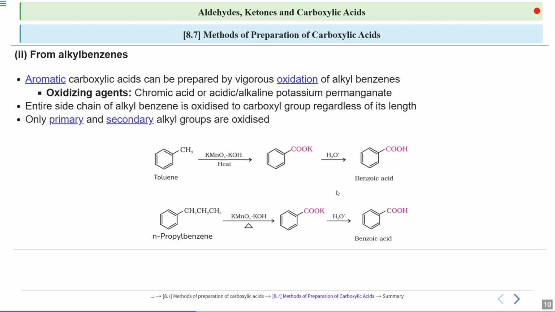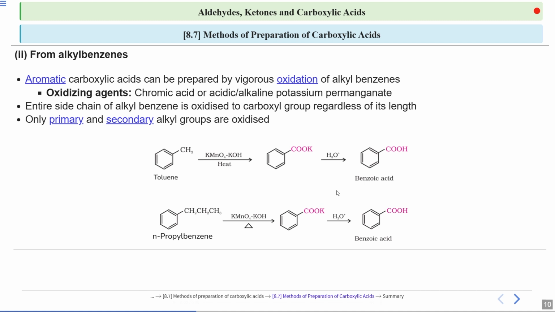Now students, there is one important thing to note, which is that only primary and secondary alkyl groups undergo oxidation. Tertiary alkyl groups do not oxidize in the same way. So you need to remember that only primary and secondary alkyl groups undergo the oxidation process.